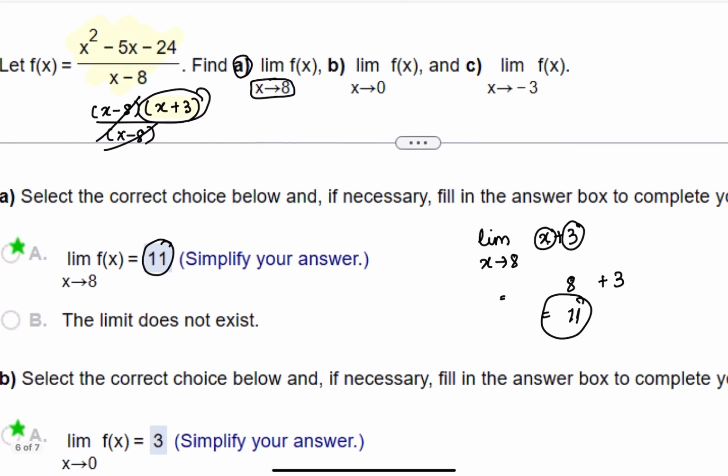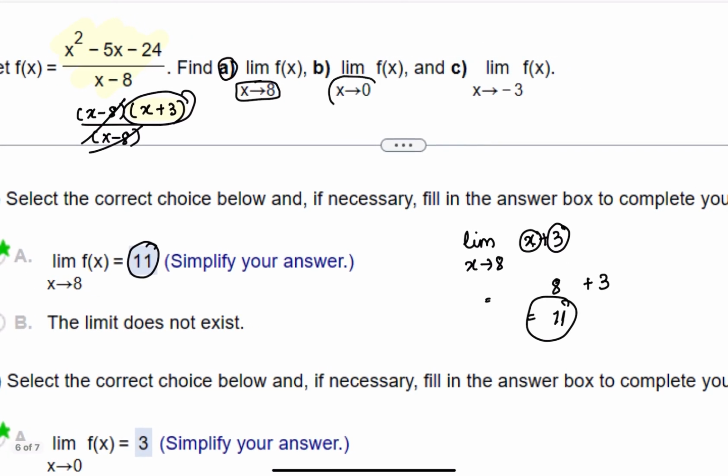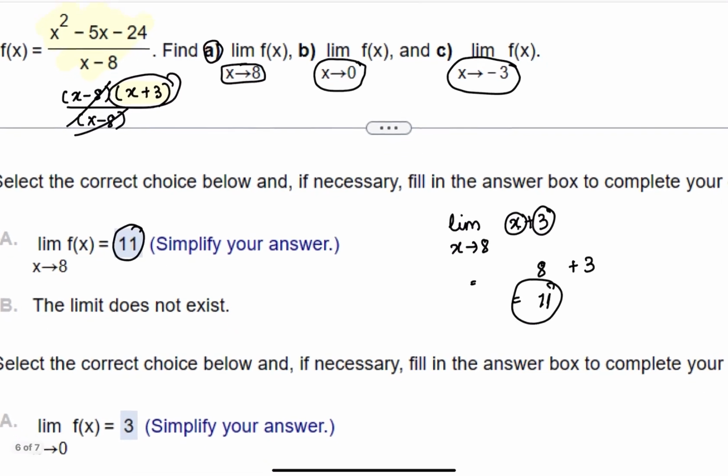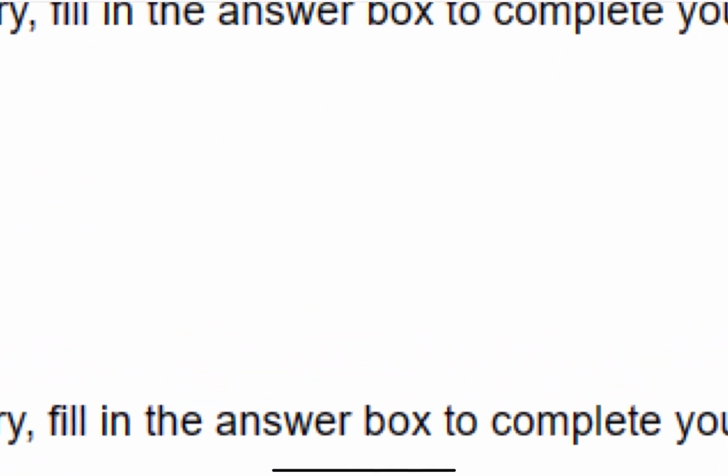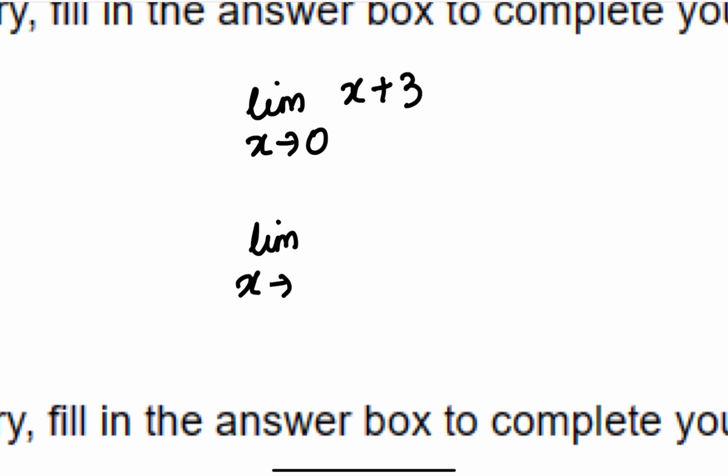Now let's go ahead and do the next one. I'm looking at what happens when the limit goes to 0 and when the limit goes to negative 3. So here I'm going to expand. What happens when the limit goes to 0 for x plus 3? What happens when the limit goes to negative 3 for the function value x plus 3?